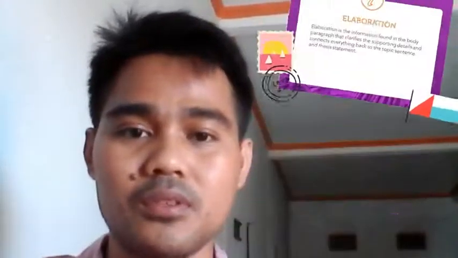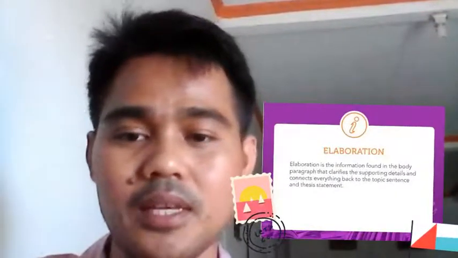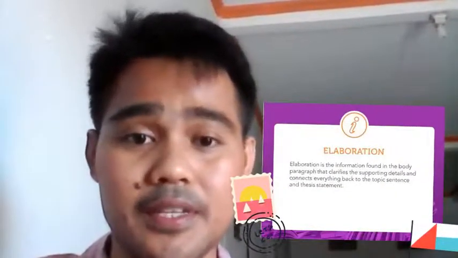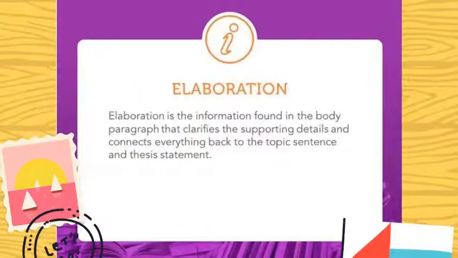Okay, let's move on to the next element of the persuasive essay, that is elaboration. Elaboration is the information found in the body paragraph that clarifies the supporting details and connects everything back to the topic sentence and thesis statement. So maybe it supports the supporting details.